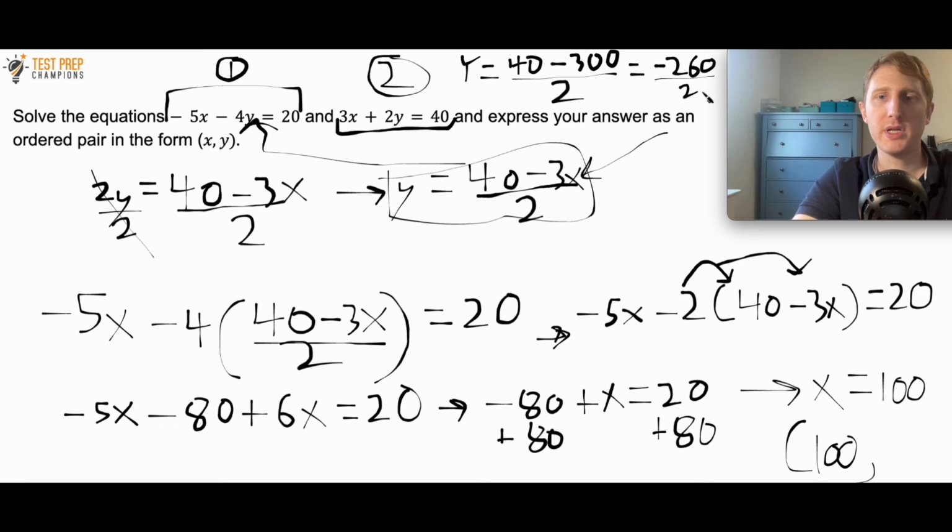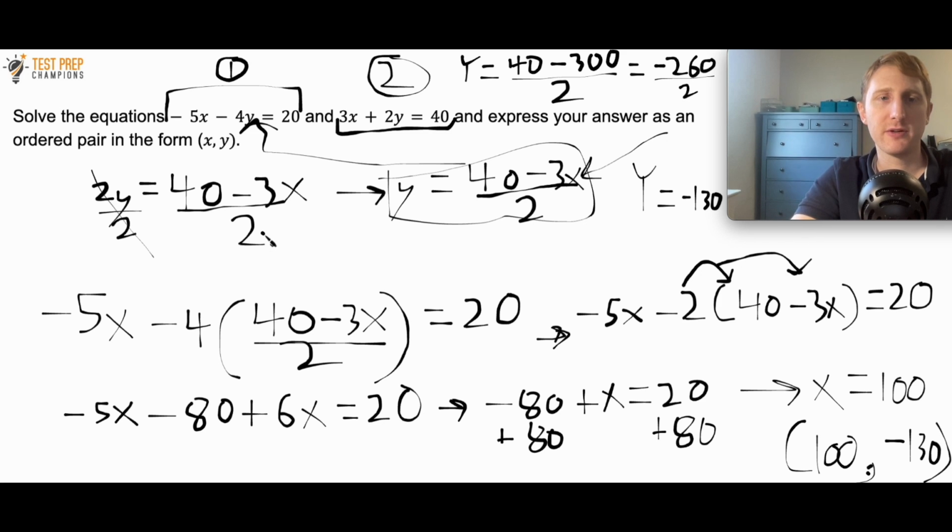over 2. So what is negative 260 over 2? Negative 260 over 2 is negative 130. So y equals negative 130. So if I do it by substitution, you would see that x is 100 and y is negative 130. So the ordered pair would be (100, -130). So that's one way you could get the answer if you did substitution.